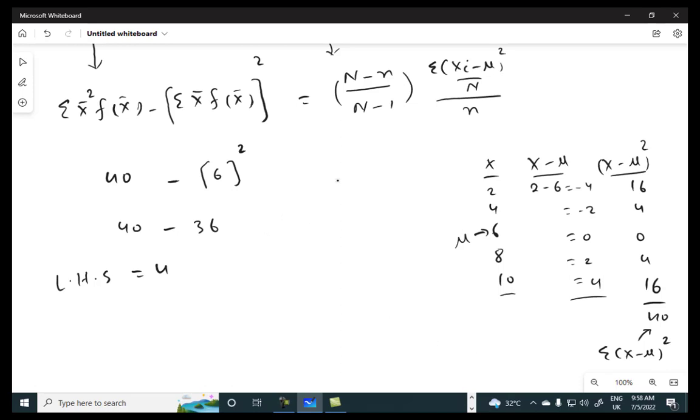Now, substituting these values, this is equal to 40 over 5 divided by the sample size 2, or 8 divided by 2, which is equal to 4. This is equal to the left hand side. So, this is the verification of the second property of the sampling distribution of sample mean.